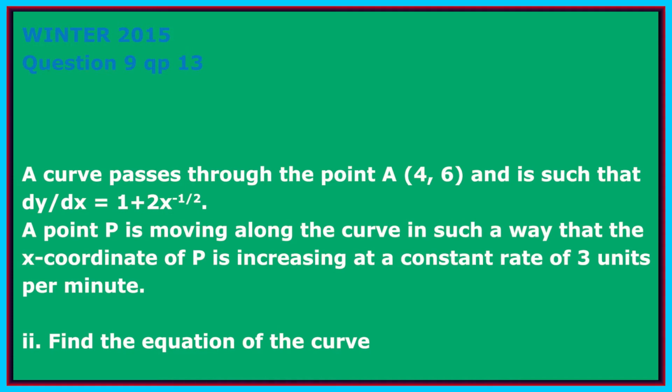Question 9, QP13, winter 2015. A curve passes through the point A, (4, 6), and it is such that dy/dx is equal to (1 + 2x) to the power minus half. A point P is moving along the curve in such a way that the x-coordinate of P is increasing at a constant rate of 3 units per minute. Find the equation of the curve.